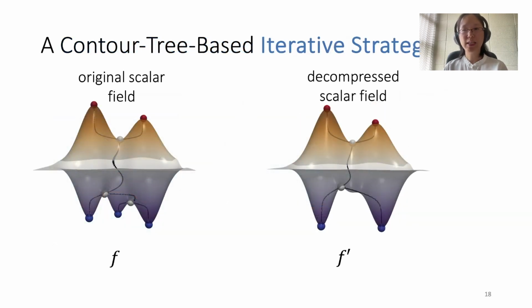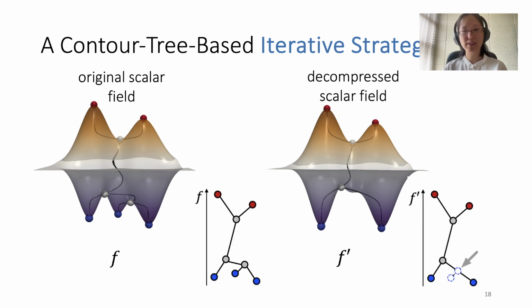Some topological false cases can happen using the lower and upper bounds we introduced in the previous slide. Then, iteration is needed until no false cases are detected. Now we give an example where a missing branch is found in the decompressed scalar fields.